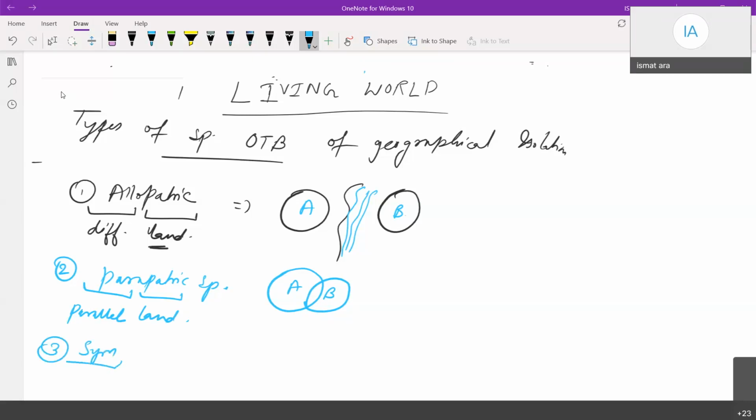Sym means same. Sympatric species. Suppose this is a land. In total this land A is occupied by one species. But this particular region has been occupied by another species. Now what is the reason? What can be the reason? Can you tell me the reason?